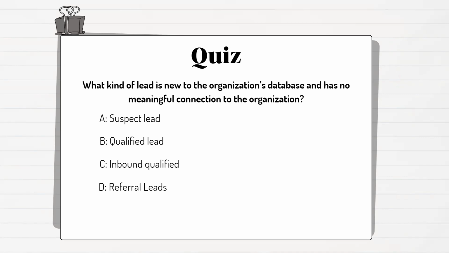So hopefully you have your answer down. And the correct answer in this case is going to be a suspect lead. As we went over earlier, these aren't really meaningful connections if you have a suspect lead, and they're very new to the database, and these were eventually discarded in the case.